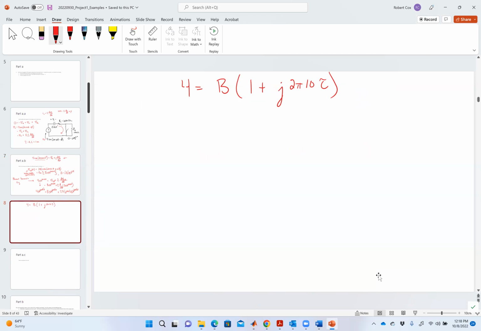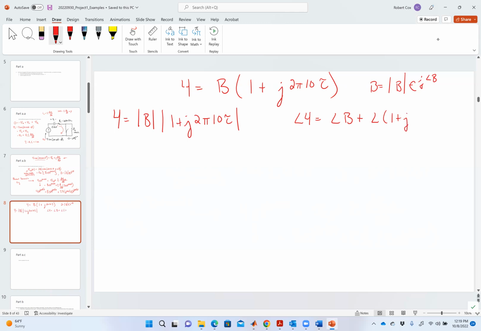All right, now the thing I'm trying to do is solve for b, and we remember that b is a complex number, so it has both an angle and a magnitude that I need to solve for, okay? So to do that, I say, okay, well, if I take the magnitude of both sides of this, 4 equals the magnitude of b times the magnitude of 1 plus j 2 pi 10 tau, like that, right? Because the magnitude of two numbers multiplied by each other is just you multiply their magnitudes. And then I have an equation for the angle where I say the angle of 4 equals the angle of b plus the angle of 1 plus j 2 pi 10 tau, like that. Okay, all right. So now I just got to solve for those angles.